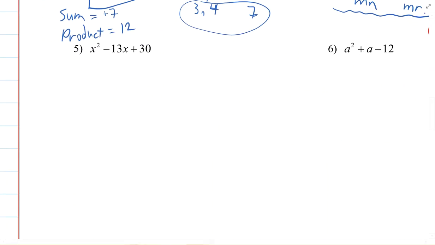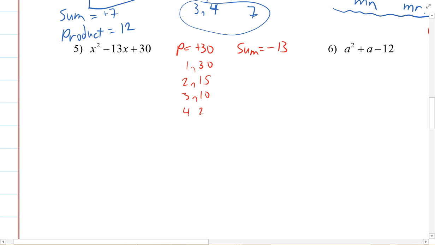So here, what is our product? Our product is 30, so numbers are multiplied to 30, and our sum equals negative 13. Okay, so numbers multiply to 30. 1 and 30, 2 and 15, 3 and 10, 4 and nothing. So forget it. 5 and 6, 6 and 5. Oh, repeated. Time to stop. So those are the only factors that multiply to 30. So now we have a sum of negative 13.